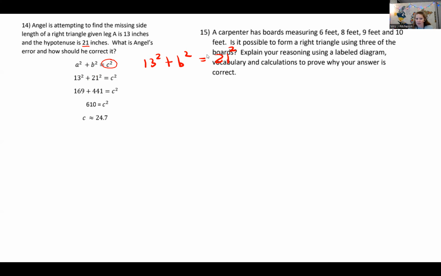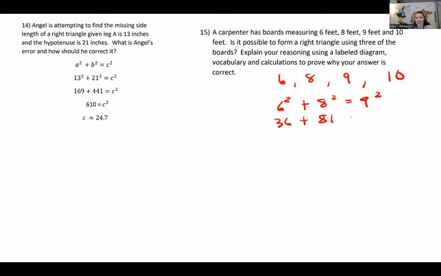All right, a carpenter has boards that are 6, 8, 9, and 10. So we want to know, out of these 4 boards, is there any way to use 3 of them and create a right triangle? Well, let's just try it. Let's see if 6 squared plus 8 squared equals 9 squared. Well, 6 squared is 36. And 8 squared is 64.